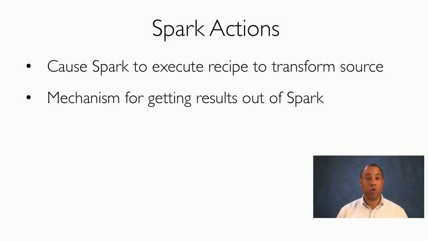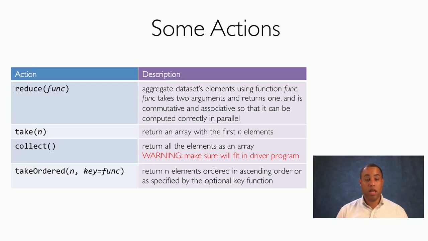Spark actions cause Spark to execute the recipe to transform the source. They're the mechanism for getting results out of Spark. Here are 4 Spark actions. The first action is reduce. Reduce aggregates a dataset's elements using a function. That function takes 2 arguments and returns 1. It has to be commutative and associative so that it can be computed correctly in parallel.